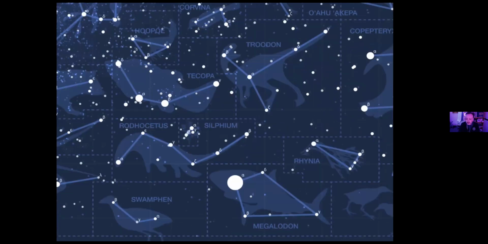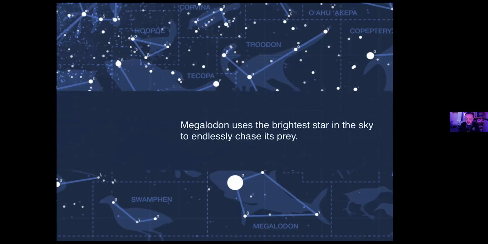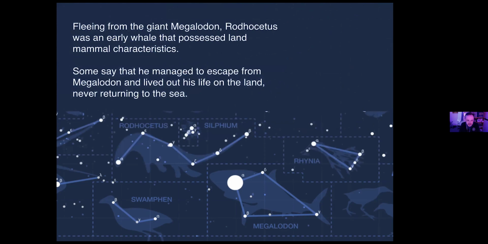There is Megalodon, the giant shark, and it's the brightest star in this hypothetical sky. And so he uses it to chase its prey. And then fleeing is the Rhodocetus. And so there's a story about how he fled the water and lived his life on the land, never returning to the sea, because in fact he has mammal characteristics, and it's thought that this was one of the ancestors that made it to the land.